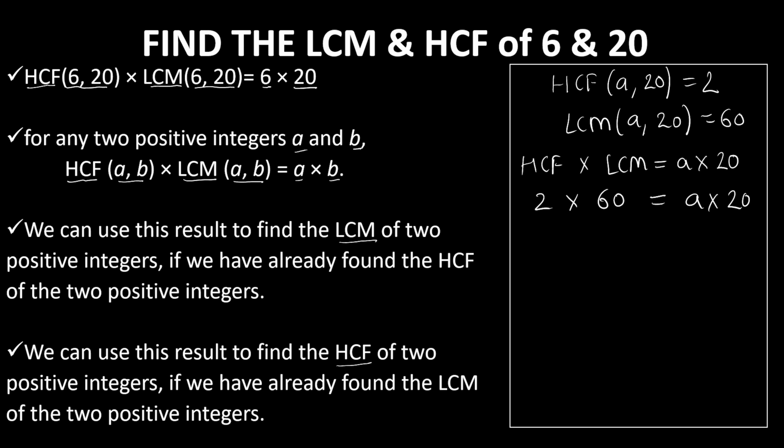How? 2 into 60, that would be 120 equals 20a. So therefore, if you have to find out a, just bring this 20 towards the left hand side. We will be writing it in division with 120. So 120 divided by 20 will give us a, whose value will be equal to 6. So with this, we are able to find out one of the numbers if we have been given the other number and the highest common factor and lowest common multiple of those two numbers. So clearly we could observe that a is equal to 6 here.